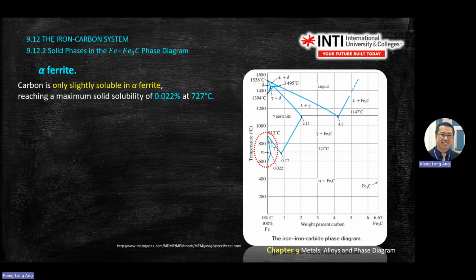So it reaches a maximum solubility. This is carbon. If you drop down, your carbon is very, very low. It means even if you mix a lot of carbon, it can only absorb that much at this temperature, at about 700 something. Even if you add a lot of carbon, it can only absorb 0.022%. Solubility of alpha ferrite decreased to 0.05 at 0 degrees C. This is very, very low.